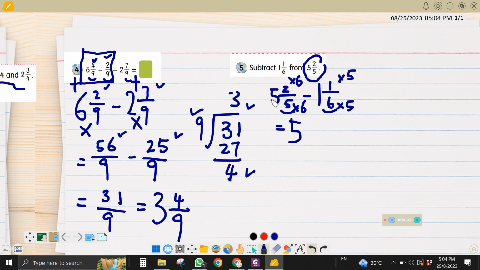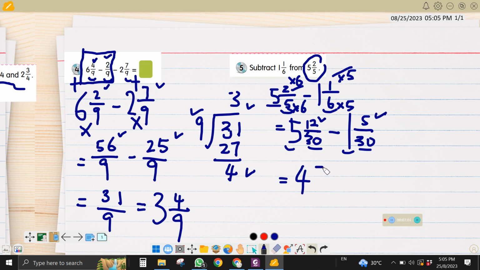One way of making them the same is you times each other. That means 5 you times 6, and 6 you times 5. The bottom times 6, the top also times 6. The bottom times 5, the top also times 5. The round number is still the same, it's still 5. The top, 2 times 6 is 12. The bottom, 5 times 6 is 30. 1 times 5 is 5. 6 times 5 is 30. Now you can see that the bottoms are the same. Then you can minus: 5 minus 1 is 4. Top minus top, 12 minus 5 is 7. Bottom, 30. Okay, so that's how you do subtraction in fraction.